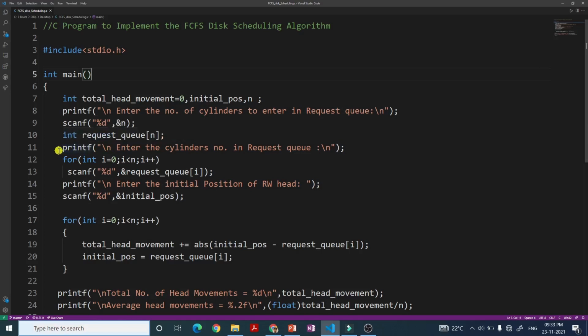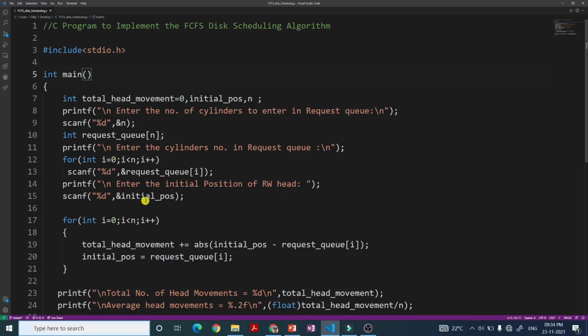Now we will ask for the actual cylinder numbers in the request queue. Inside the for loop we ask n times for those different cylinders. The cylinders can be the same also. We store all the cylinders in this queue. After that we ask for the initial position of the read write head, and with the help of the initial position variable we save this initial position.